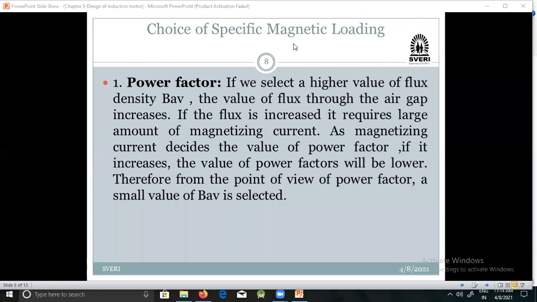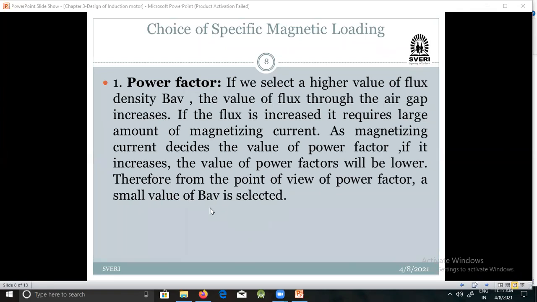In that particular equipment, the value of power factor should be nearly equal to 1. So from the point of view of power factor, what we have to do is choose a small value of flux density. See here, the last sentence is given: therefore, from the point of view of power factor, a small value of BAV is selected. BAV is the average flux density.